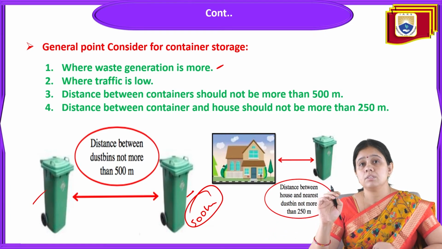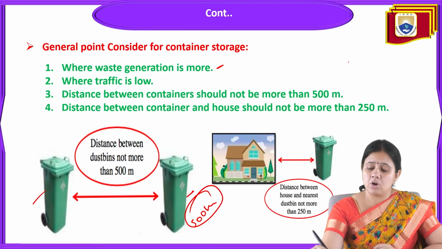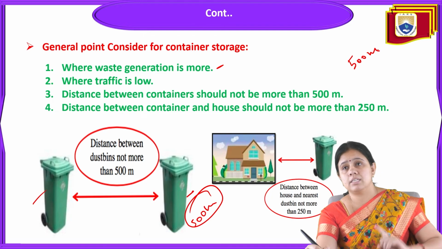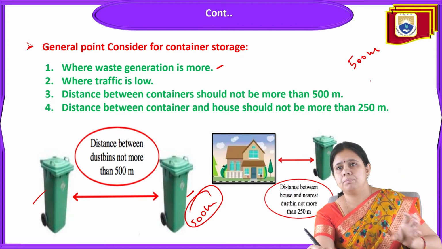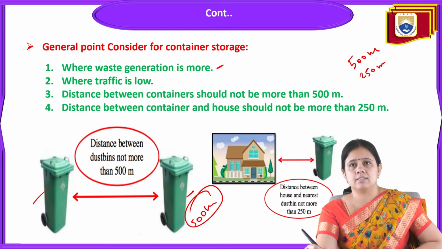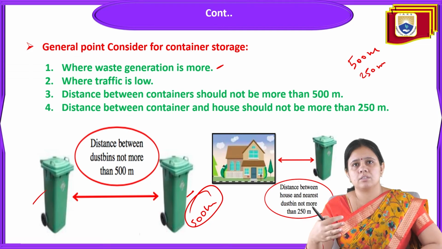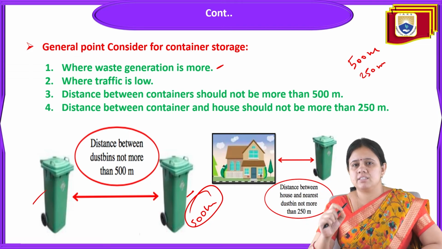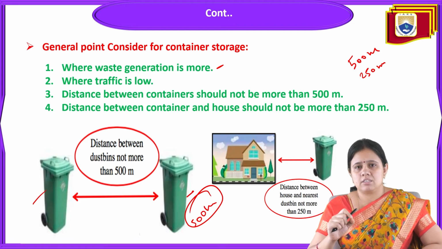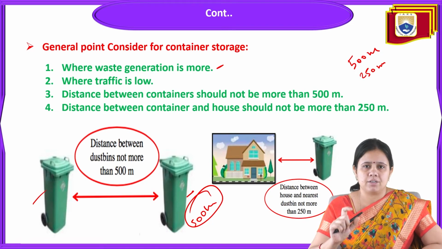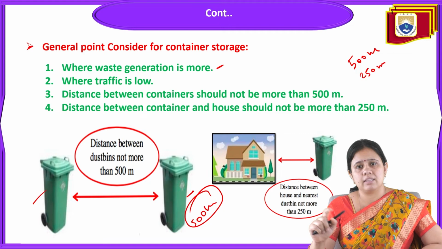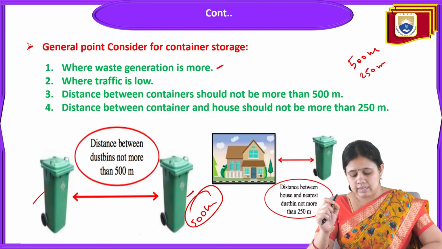So the distance between two containers should be not more than 500 meter, and the distance between house and the container should be not more than 250 meter. So these are the important points which should be considered during container storage. The first point is where the waste generation is more, and the place should be a low traffic area, and the distance between the two containers should be less than 500 meter, and the distance between house and the container should be less than 250 meter. So these are the general points which are very important while placing containers for the waste collection system.